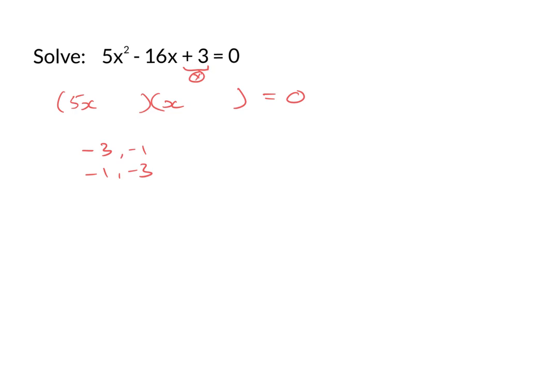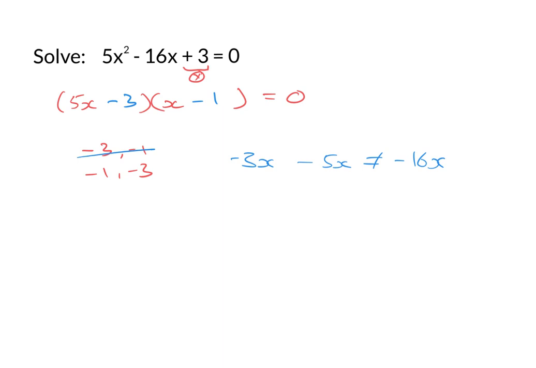I'll do it in blue. So I've got 5x minus 3, x minus 1. Now, minus 3 times x is minus 3x. And 5x times minus 1 is minus 5x. And that does not equal negative 16x. Remember, I'm trying to get this term here. So clearly it's not that one.